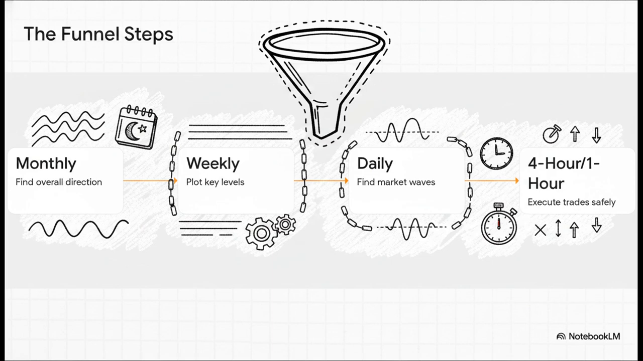We start up top with the monthly, move down to the weekly, then the daily, and finally we hit the 4-hour or 1-hour. We're going to walk through these layers one by one right now so you can see exactly how they lock together into a totally ironclad strategy.